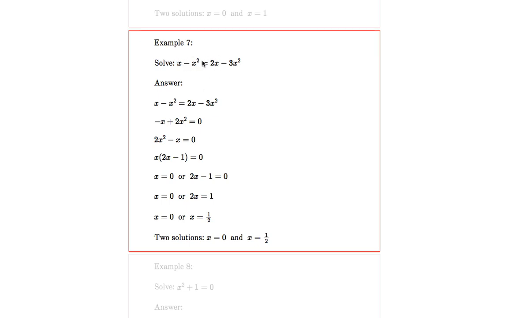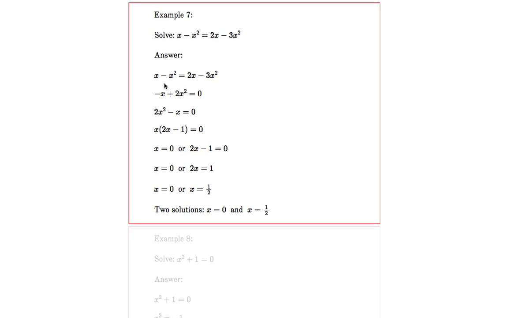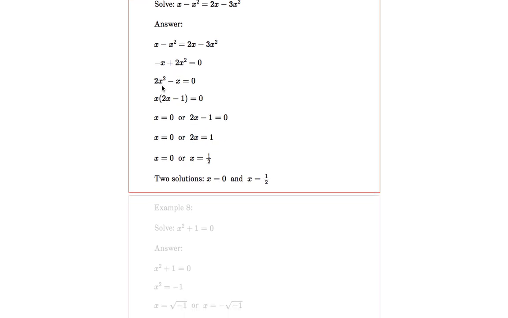Okay, we still have only linear terms and quadratic terms, but we don't have 0 on the right hand side, so we first transform this such that we have 0 on the right hand side. So this 2x goes to the other side. We get x minus 2x is minus x, and this 3x squared goes to the other side, and then we have just plus 2x squared is 0. So we just interchange these two terms such that the quadratic term is in front.